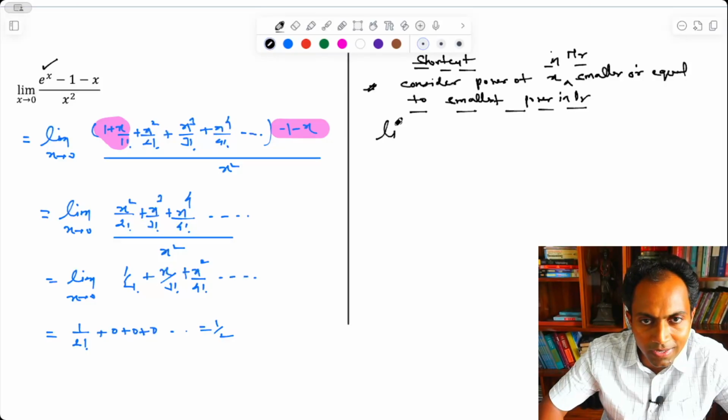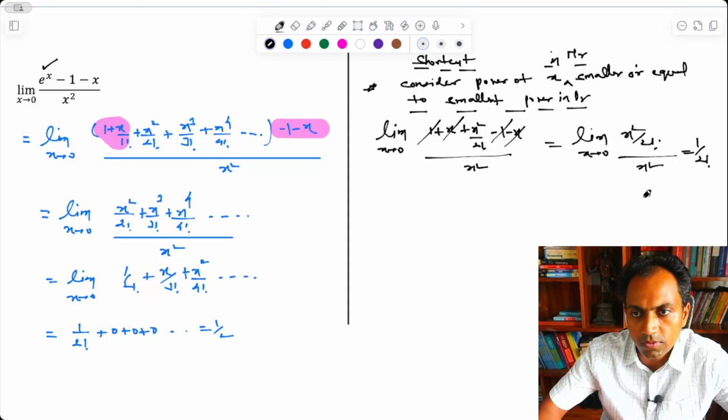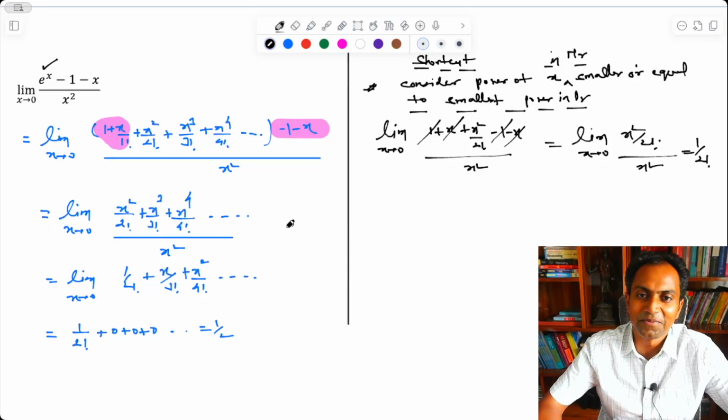So instead of writing what we wrote earlier, now we will write only till x square. So this becomes 1 plus x plus x square by 2 factorial minus 1 minus x, divided by x square. And as a result, first two terms cancel out. It becomes limit x tends to 0, x square by 2 factorial divided by x square, that becomes nothing but 1 by 2 factorial. You can see that the solution became much smaller to write and implement.